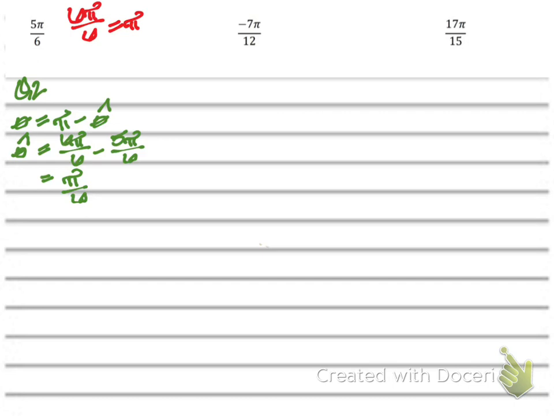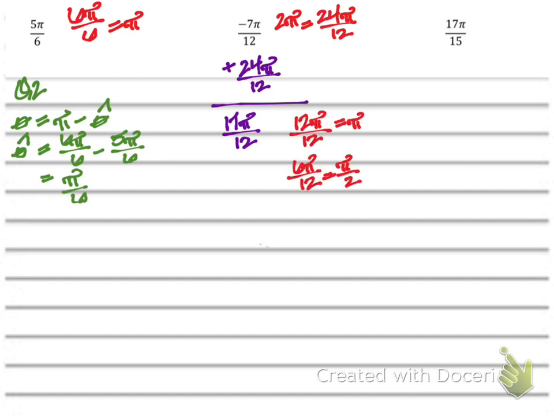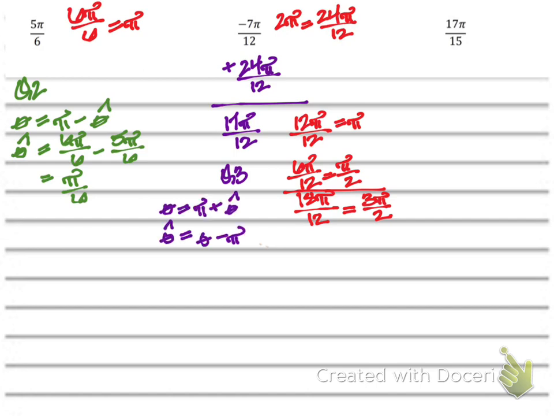For my negative 7 pi over 12, I need to add 2 pi, right, to find that coterminal. So 2 pi is 24 pi over 12. When I add it, I get 17 pi over 12. So 12 pi over 12 is pi, and 6 pi over 12 is pi over 2. So 18 pi over 12 must be 3 pi over 2. So we didn't go all the way into the 4th quadrant. We're just in the 3rd quadrant. Formula for quadrant 3, flip it around, plug it in, 5 pi over 12. But I also know pretty quickly that 17 pi over 12 is 5 pi over 12 more than 12 pi over 12.